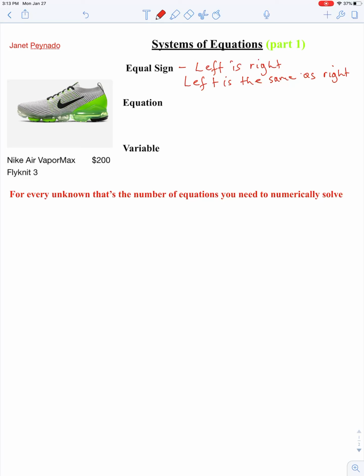To the left, you'll see those Fly Kicks right there, which are a Nike Vapor Max 3, and they're $200. So every time you see these particular shoes, what you're seeing is $200. That is, I could replace that shoe with $200, or I could replace $200 with that shoe. You could use this for myriads of things.